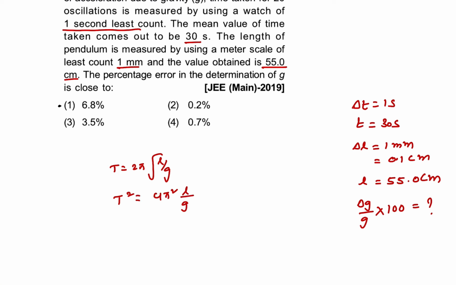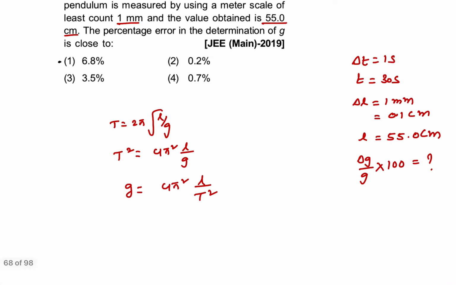You can write it as you want G. First you make the G expression towards the left side. T square is equal to 4 pi square L divided by G. Now you can write G is equal to 4 pi square L divided by T square.